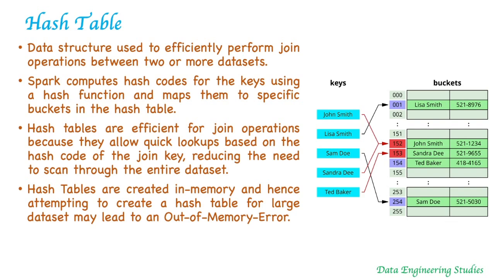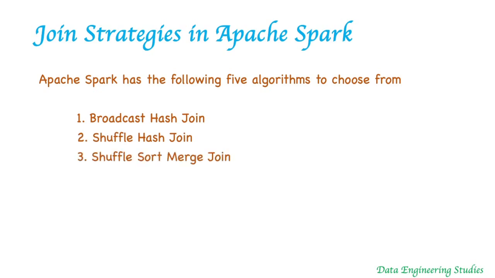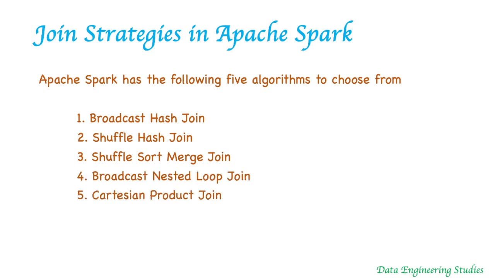Now let's see the different join strategies in Apache Spark. There are 5 join strategy algorithms to choose from. The first one is broadcast hash join, then shuffle hash join, shuffle sort merge join, broadcast nested loop join, and Cartesian product join. We will see the different join strategy algorithms and the practicals in the upcoming slides.